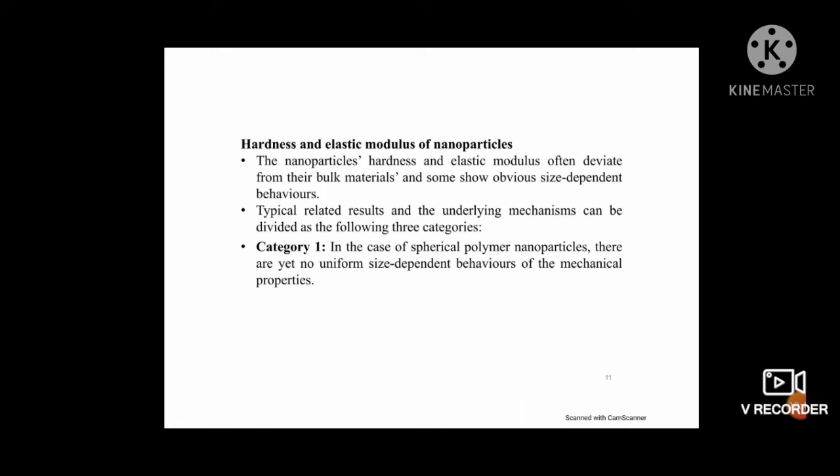The nanoparticles' hardness and elastic modulus often diverge from their bulk materials as we studied earlier, and they show size dependent behavior. These behaviors can be classified into three basic categories. So we study the first category. In the case of spherical polymer nanoparticles, there are not yet uniform size dependent behaviors of the mechanical properties. Means in category 1 we study spherical polymer nanoparticles, although the size dependent behavior is not uniform.